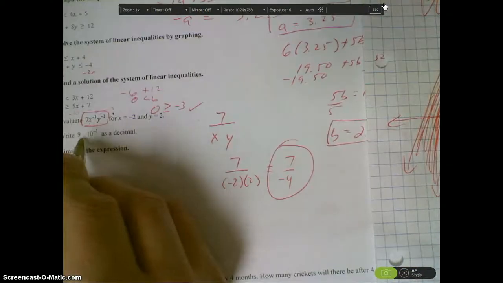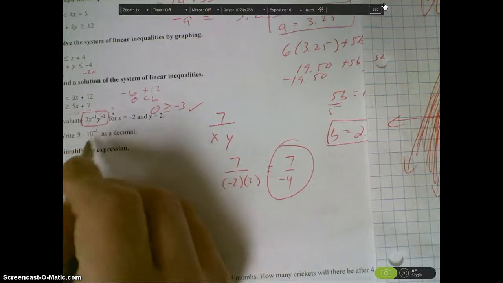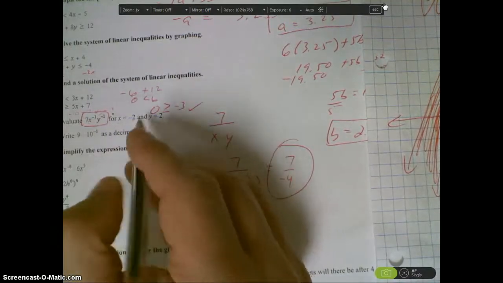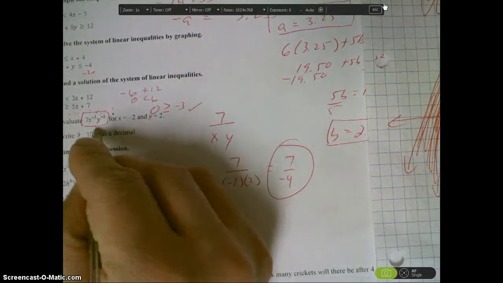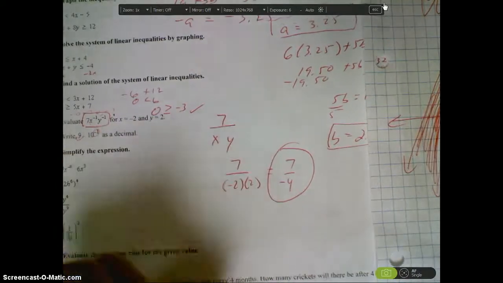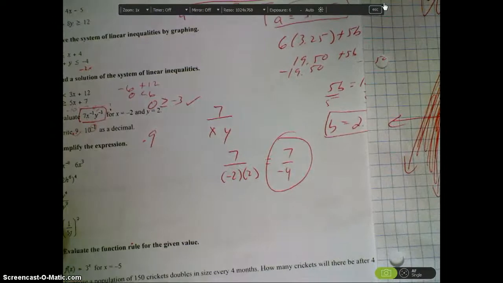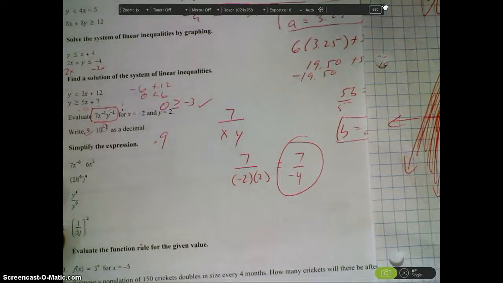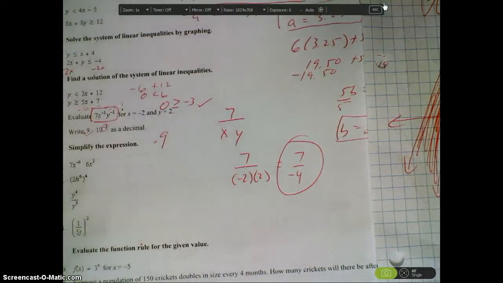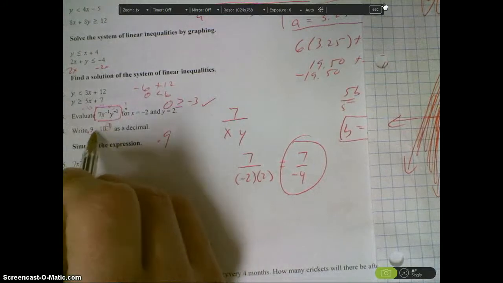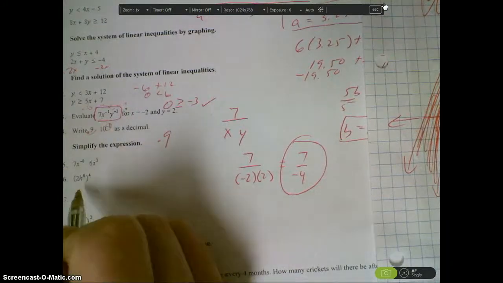9 times 10 to the negative first. Again, I'm basically dividing by 10 here. We want to write as a decimal, so I just have to move this back one spot. So this becomes 0.9, that is what this answer is. It's a calculator problem if you're unsure about what direction to move. Remember, negative exponents are going to make your number smaller, so I have to move the decimal backwards.